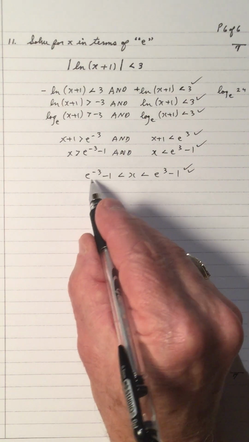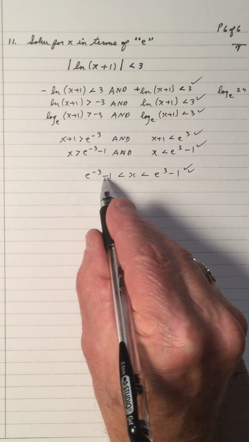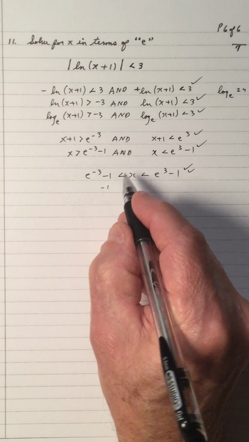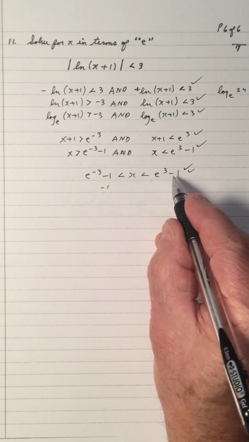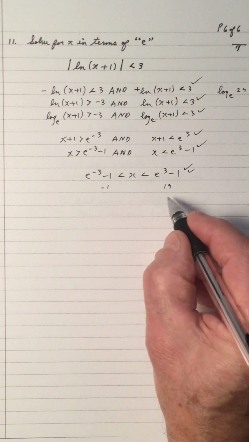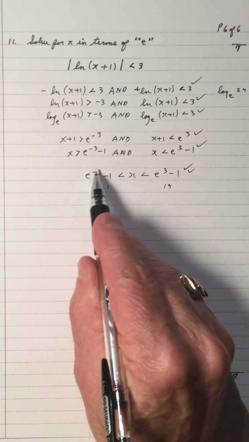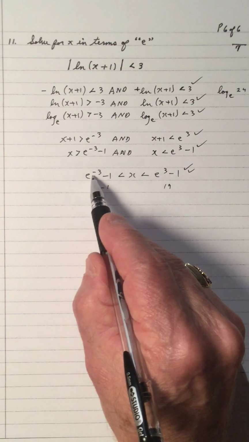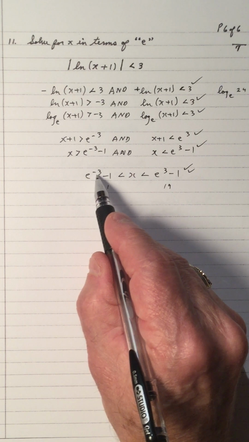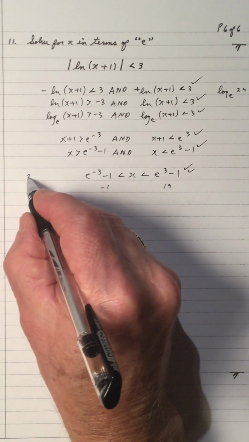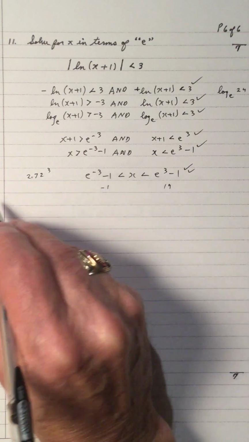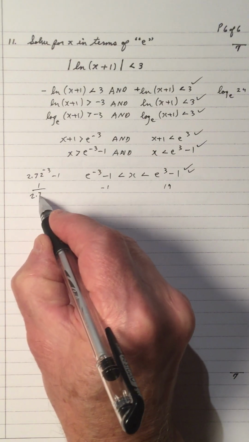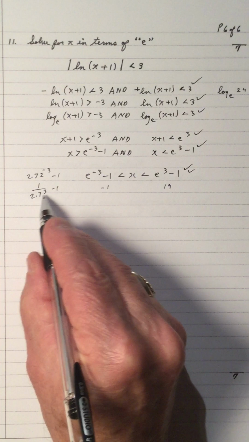And how do I know? If you take a calculator and go e to the -3 minus 1, that's approximately -1. And if you go e cubed minus 1, that's approximately 19. So that's why this number here is less than this one, because obviously e cubed is bigger than e to the -3. e is 2.72, and to the -3 you're going to get a small number, so that's 1 over 2.7 cubed, so you can see that's a smaller number.